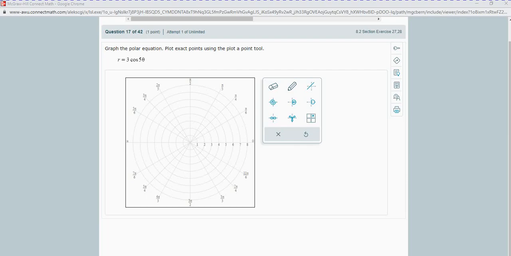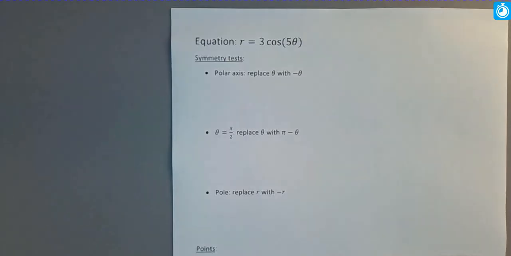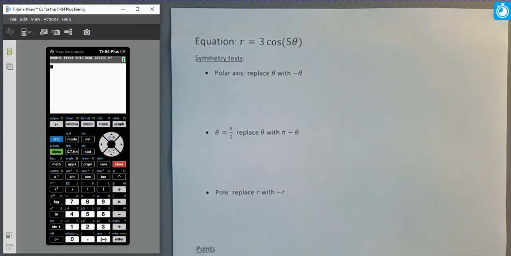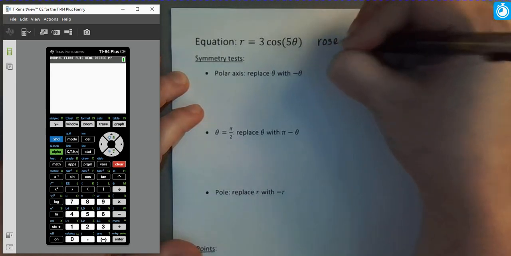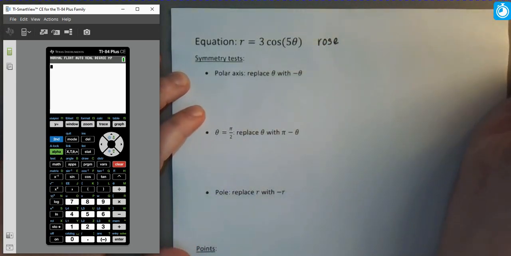Let me switch screens, give me just a moment, and pull up the calculator. Okay, so here's our equation: r equals 3 times the cosine of 5 theta. We can actually make some pretty helpful generalizations about what this graph is going to look like just based on the form of this equation. First off, this is going to be a rose-shaped graph. It doesn't really look like a traditional rose. It looks more like a daisy if you were to compare it to anything.